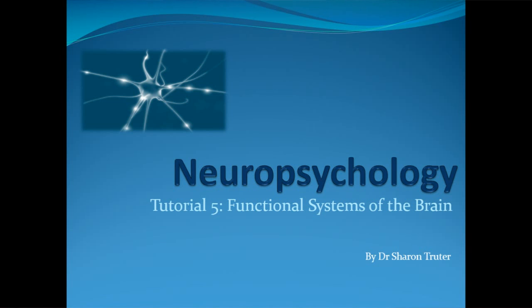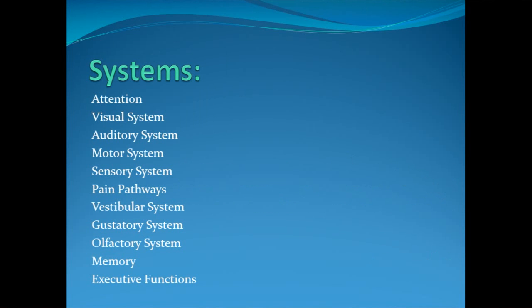And by functional systems, I'm talking about attention, the visual system, the auditory system, the motor system, the sensory system, pain pathways, vestibular system, gustatory system, olfactory system, memory, and executive functions. So you can see it's quite a load to get through. And what we're really trying to understand here today are the pathways of the neurons that make these systems function.